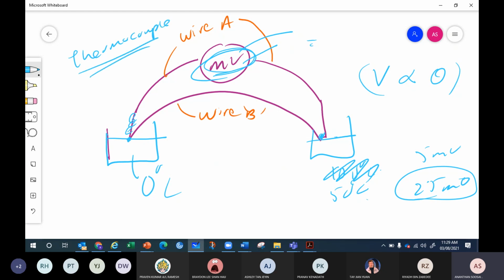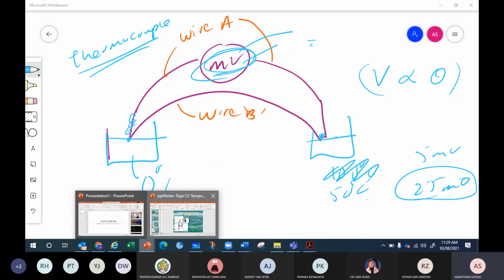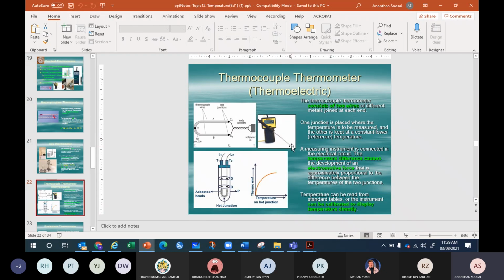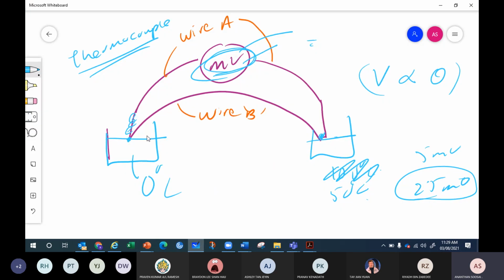A thermocouple is a type of thermometer that uses what as a thermometric property? The potential difference between the two junctions. The potential difference is used as the thermometric property in this type of thermometer. It's simply going to look like this. Inside, they already have the two junctions, two types of wires connected here. Now let me go a little further about the thermocouple, because in the exam they'll ask a lot about this.